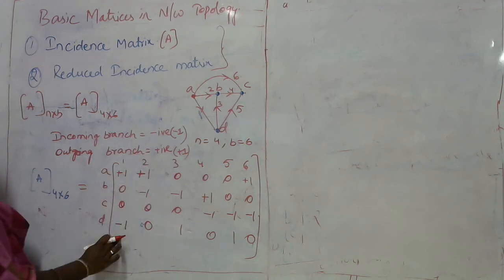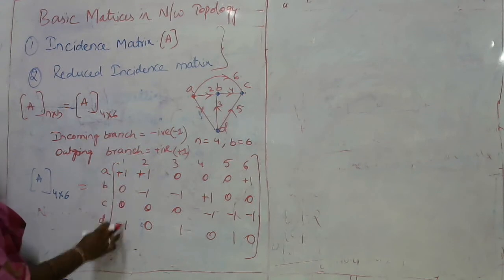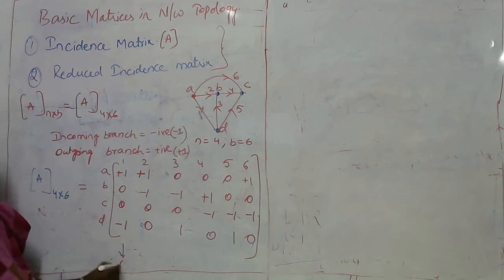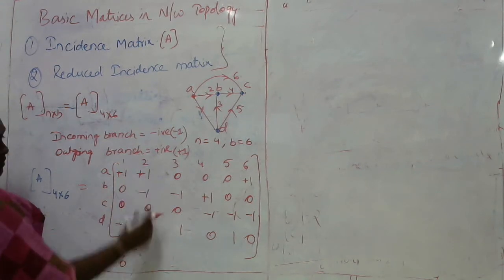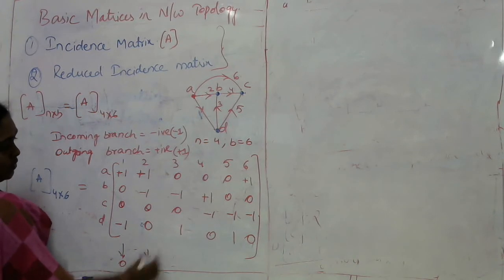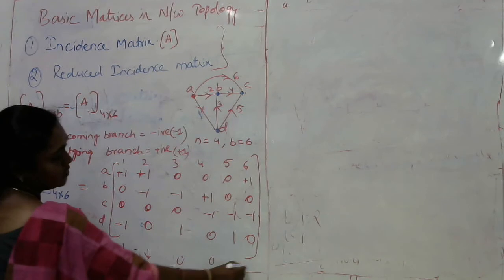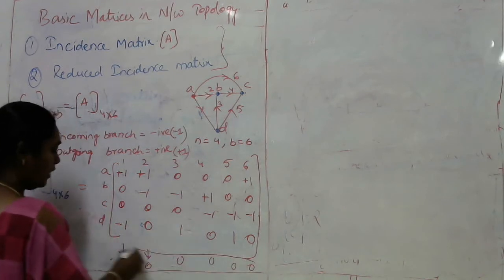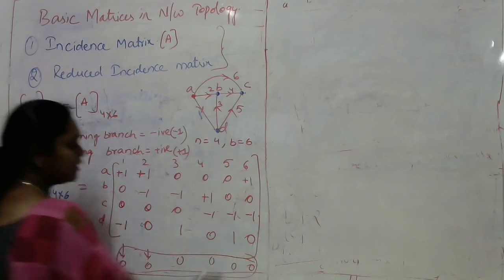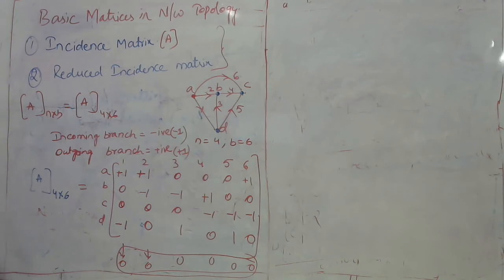If I sum the first column, this is +1 and this is -1, which is equivalent to 0. Similarly, the second column sums to 0, the third column is also 0, the fourth column is 0, the fifth 0, and the sixth 0. If you do not get the algebraic sum of the columns equal to 0, that itself indicates the matrix we have written is wrong, or that the given matrix is not an incidence matrix.